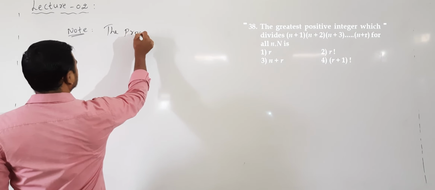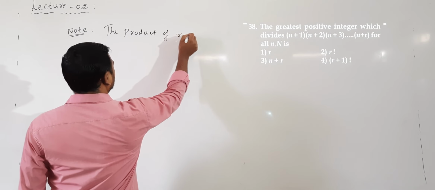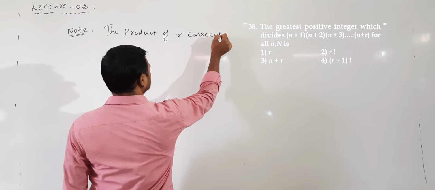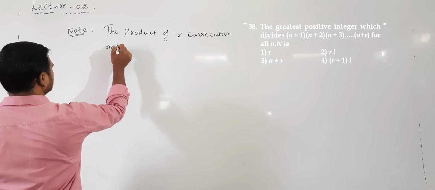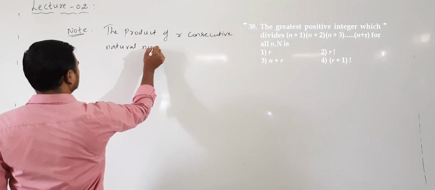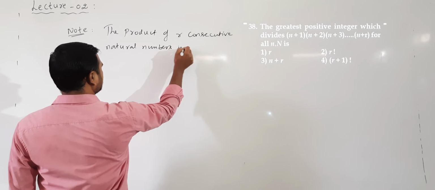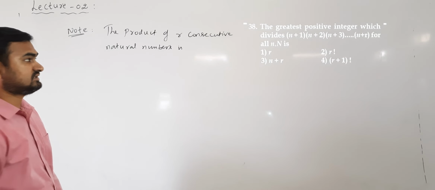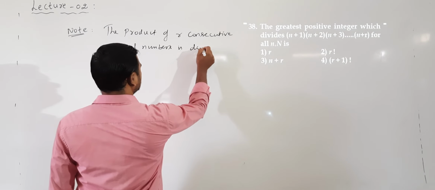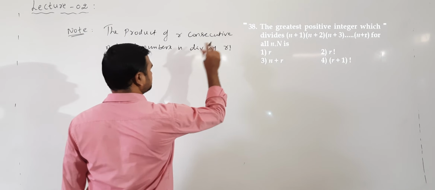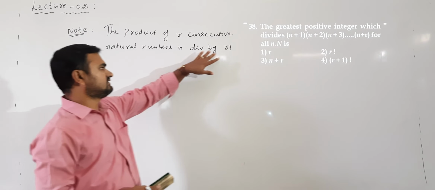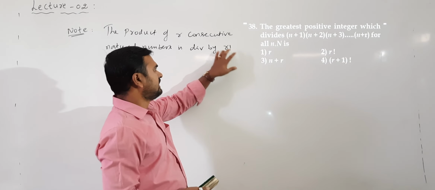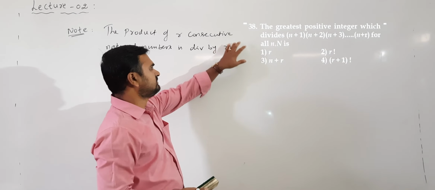The product of r consecutive natural numbers, or you can take numbers, is always divisible by r factorial. Okay, the product of r consecutive natural numbers is always divisible by r factorial, and this will be the greatest term which divides this product of r consecutive terms.